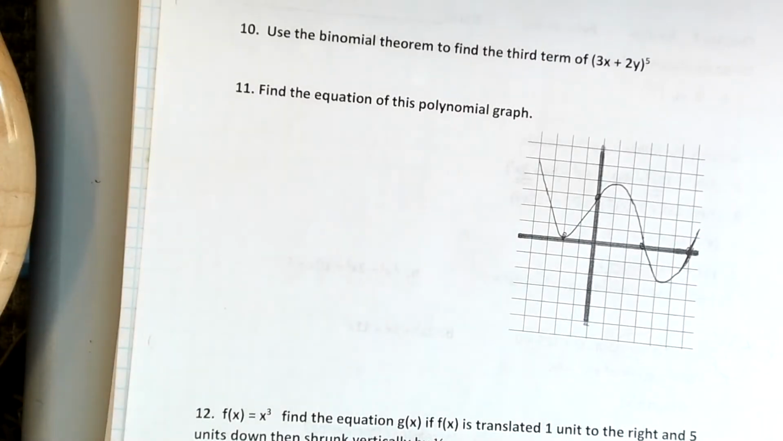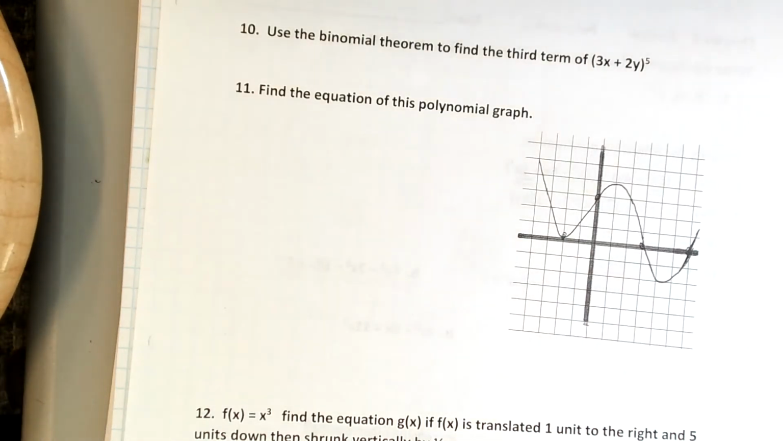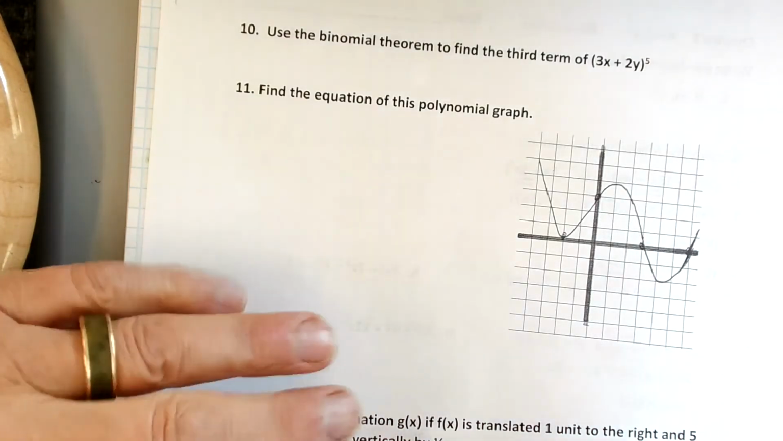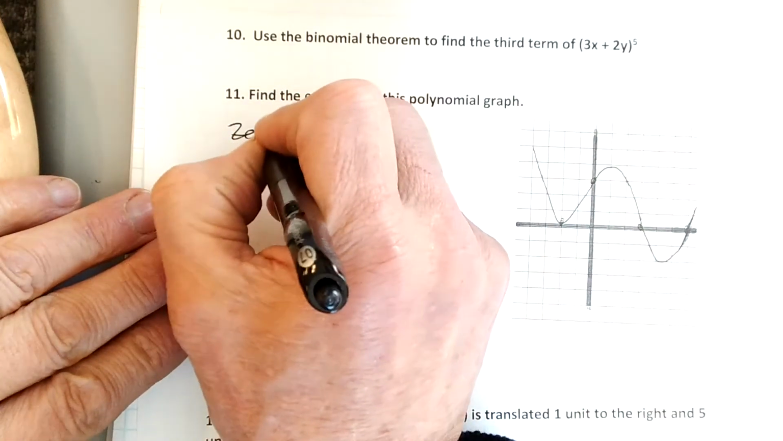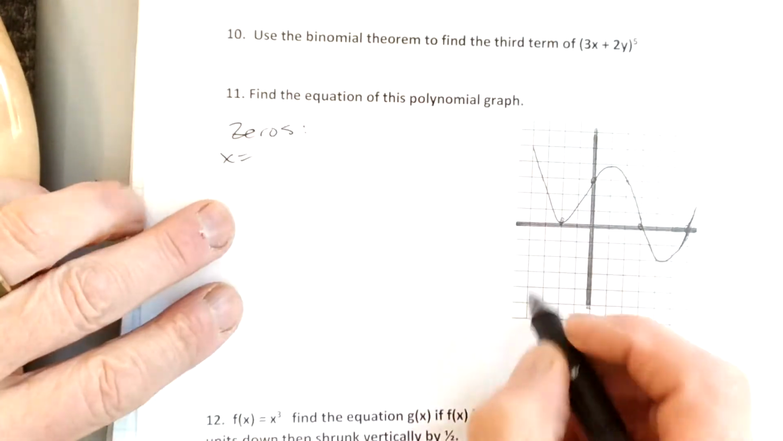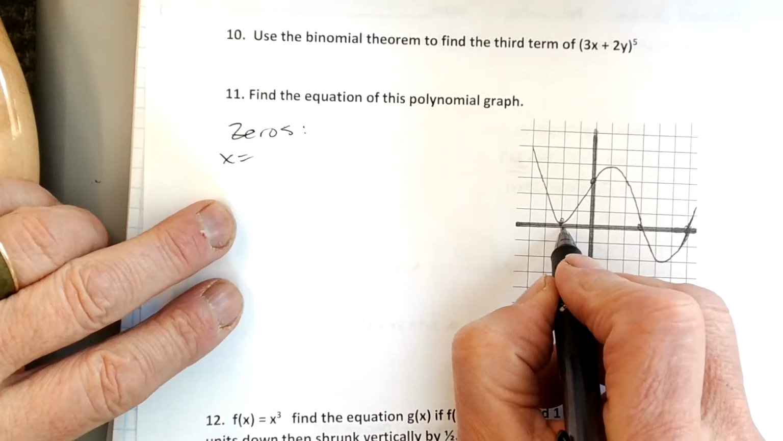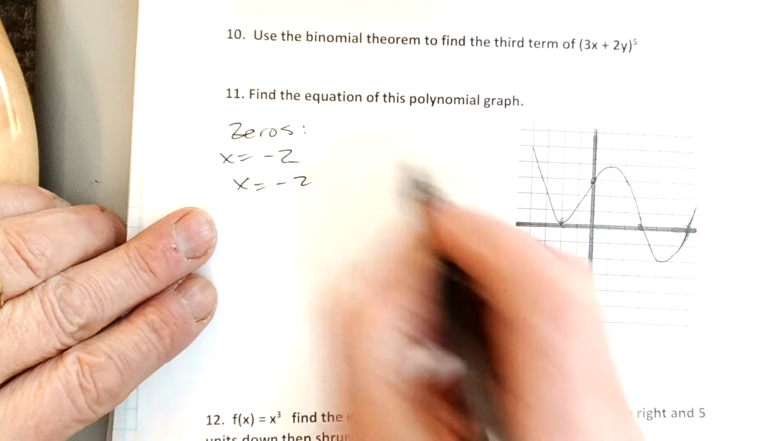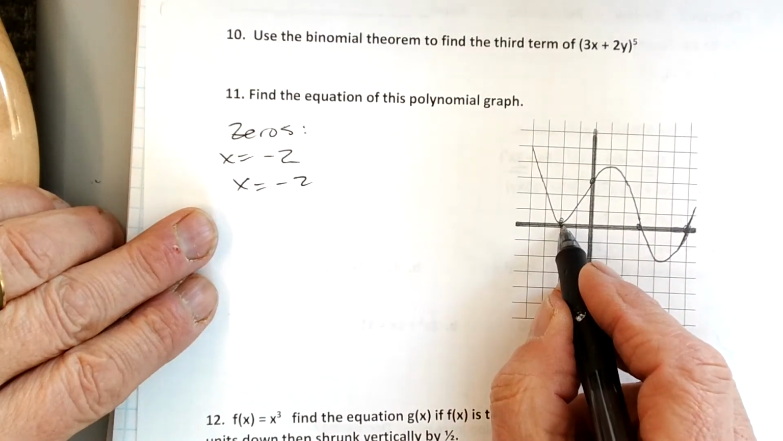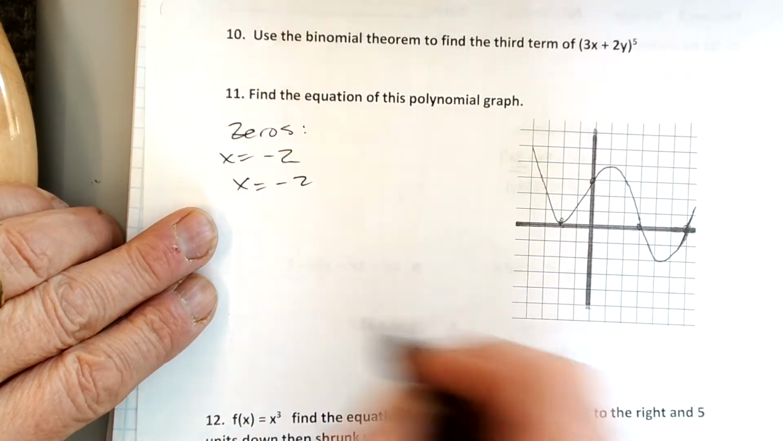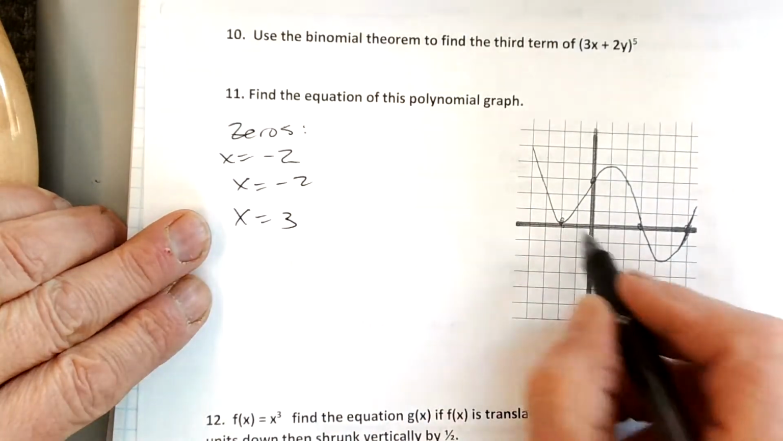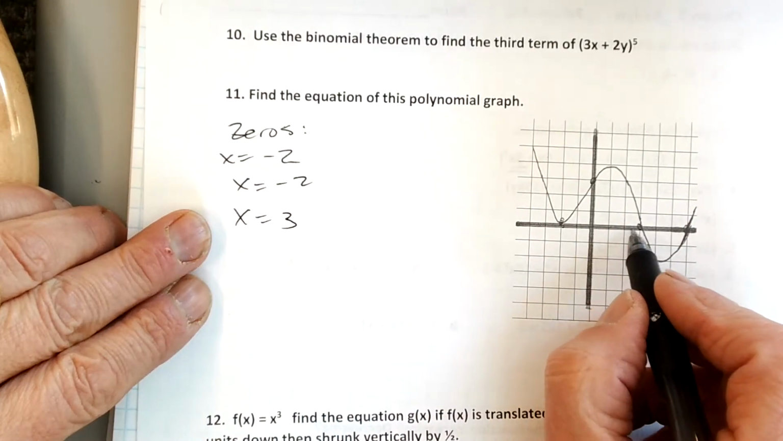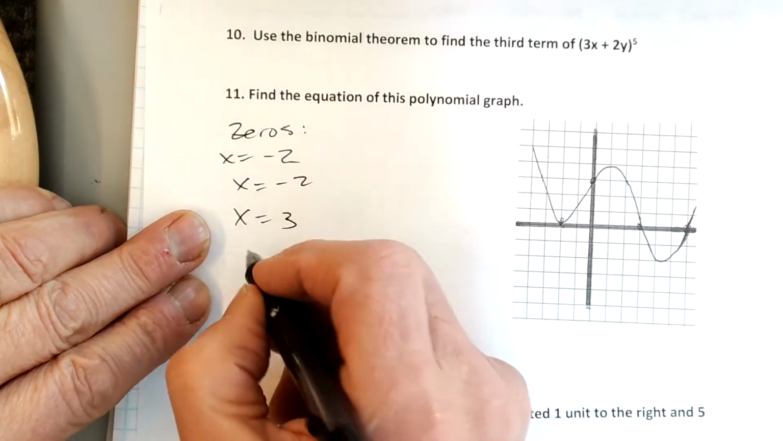Let's take a look at 11, okay? And I'll use the sheet on 11 because I think we can do all the work on this. Find the equation of this polynomial graph. Well, let's take a look at it. So here's what I know. I have zeros at x equals -2. And we have to be careful because that happens twice. So I'm going to write it down. So be careful. That's a double root. Touch and go. It happens twice. I have a 0 at x equals 3. And I have a 0 at x equals 6.